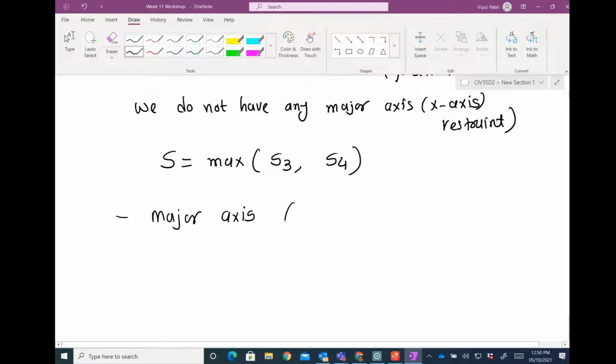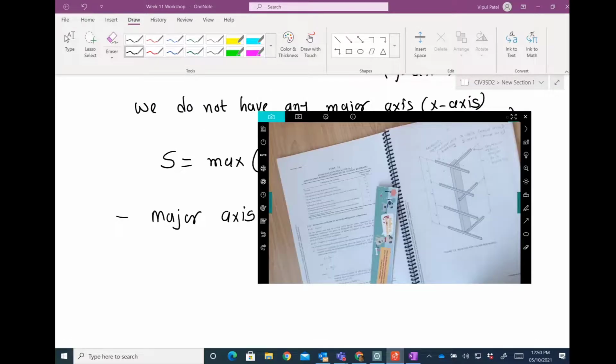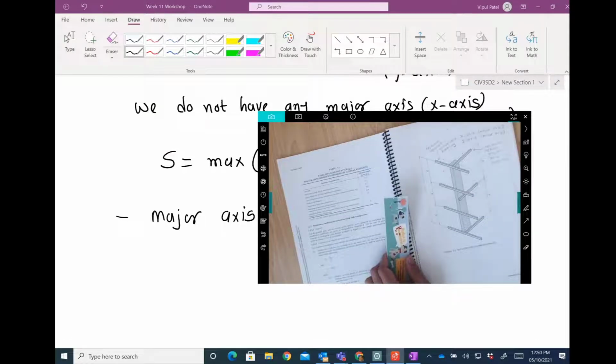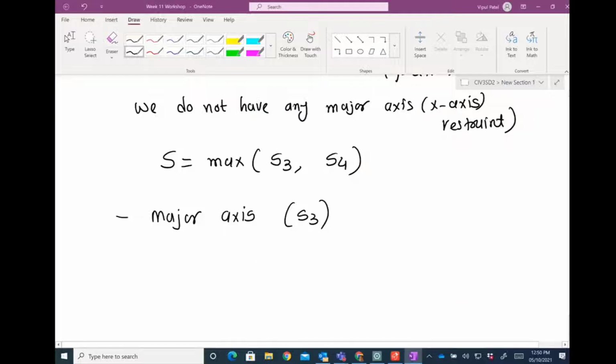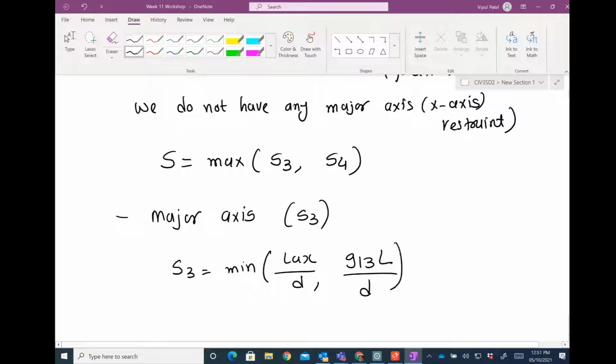Major axis, because the standard has the major axis first. Like in the closed, it doesn't matter which axis you work first, but you have this major axis, which is your x-axis, LAX on D, and G13 L on D. Now here you need to take the smaller of these two. So if you want to calculate S3, you will take the minimum of LAX on D and G13 L on D.